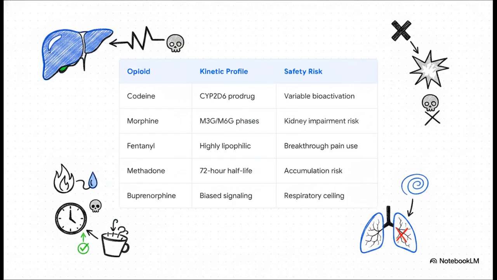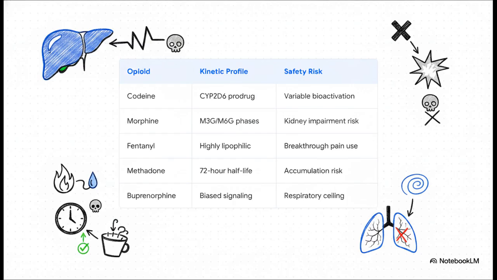Morphine undergoes hepatic phase 2 conjugation into M3G, which is neurotoxic, and M6G, which is a potent respiratory depressant. Because both of these active metabolites are cleared renally, morphine becomes absolutely lethal in kidney impairment. Fentanyl is our highly lipophilic synthetic choice, making it the standard for rapid breakthrough cancer pain. Then there's methadone, with a massive 72-hour half-life and unique multi-target mechanics like NMDA antagonism, making it perfect for neuropathic pain, but very risky for accumulation.